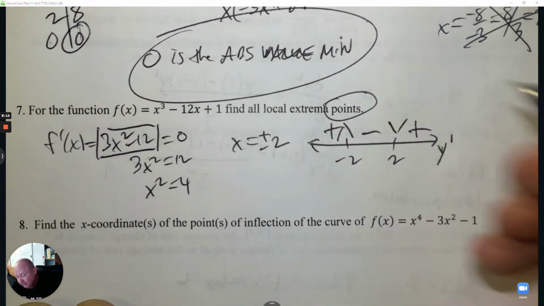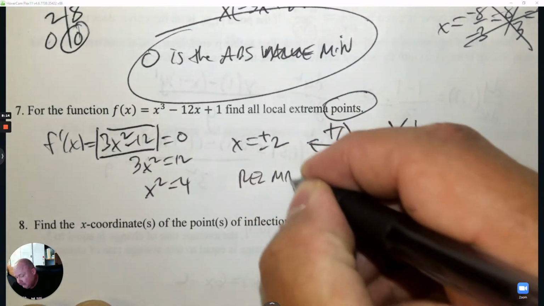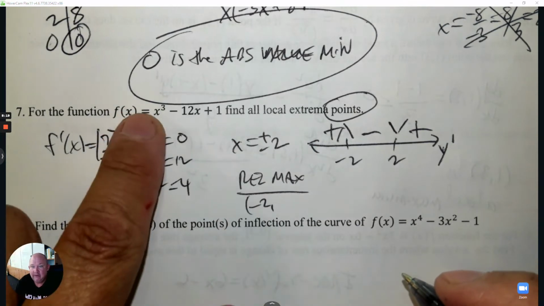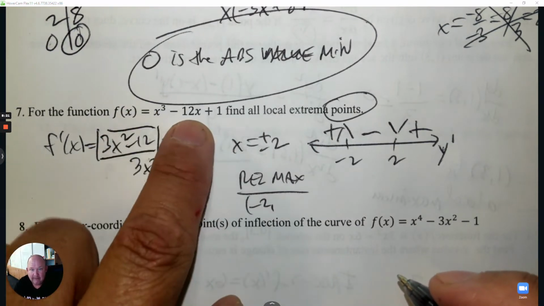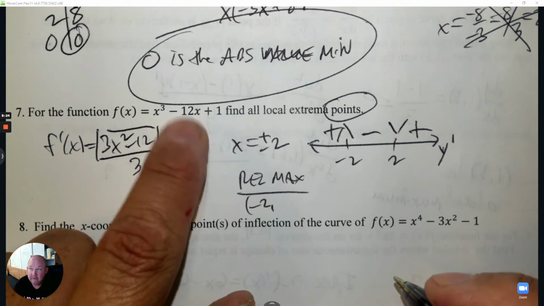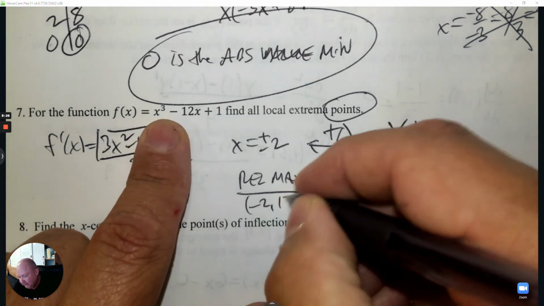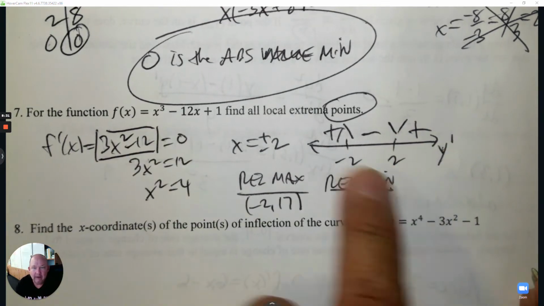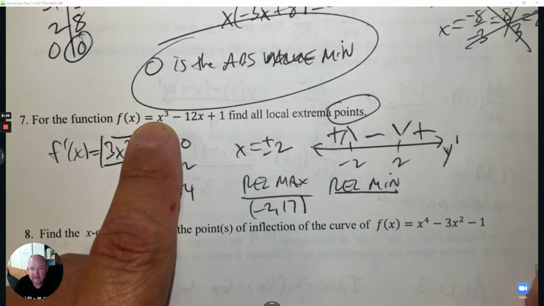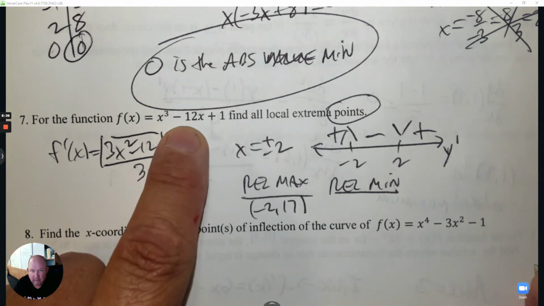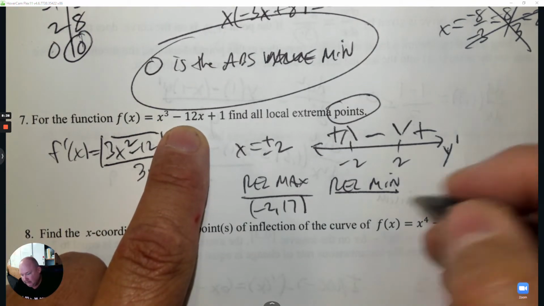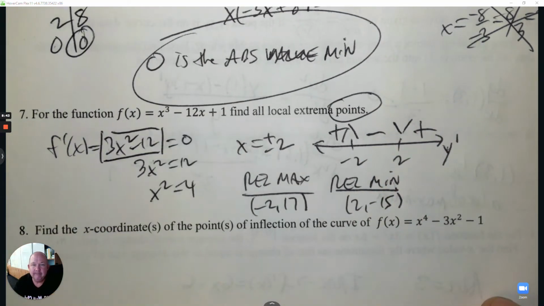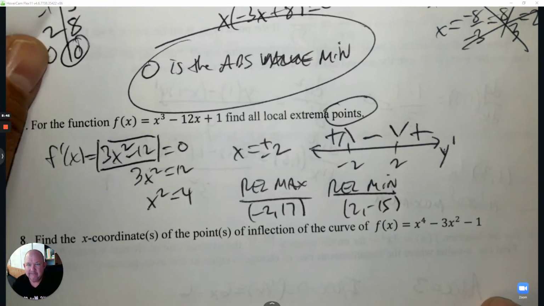So the points would mean the max would be at -2, and then I have to plug back in here to solve it. So that's -8 plus 24. So 24 take away 8, 16 plus 1, I think it's 17. And then the relative minimum, I would plug in +2 in here. So that's 8 take away 24, -16 plus 1. I get -15. See if that's right. I think so. I'm going with it.